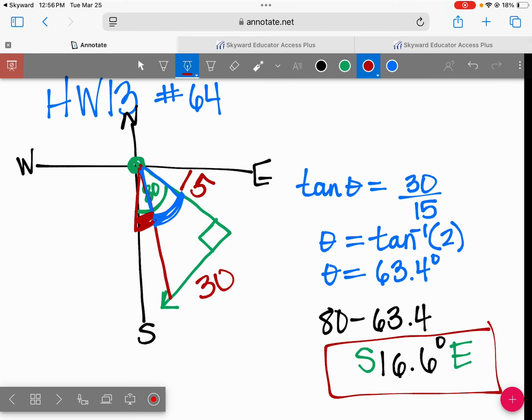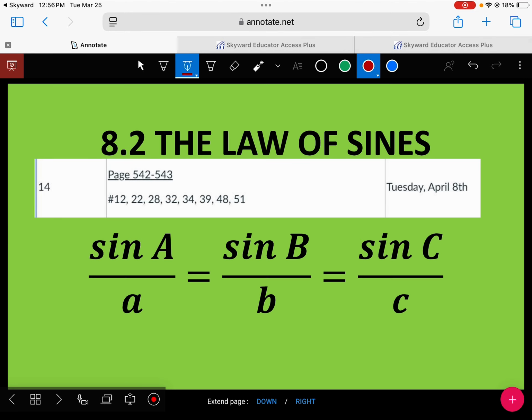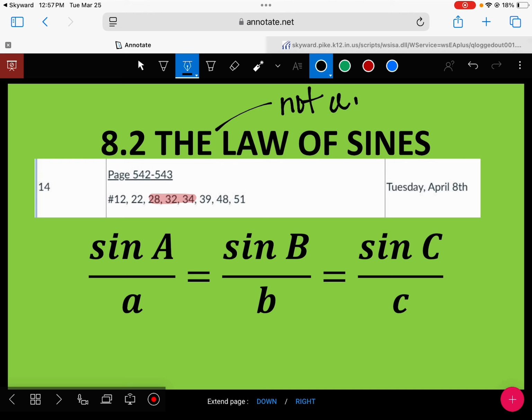All right, so now we're going to start 8.2 in your notes. 8.2 is the law of sines. Now, after today, you will be able to do all of the questions except for these 3. Homework 14, you will be able to do all of the questions except for 28, 32, and 34 today. So what we're going to talk about is the law of sines. And law of sines is when it's not a right triangle.